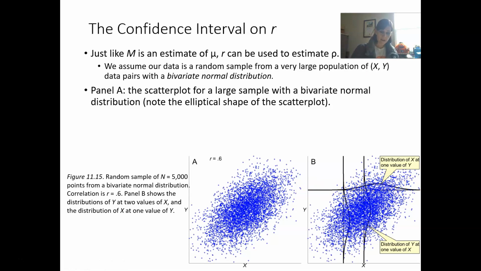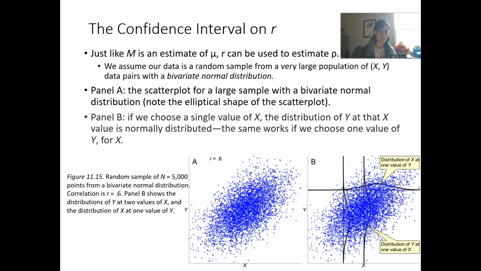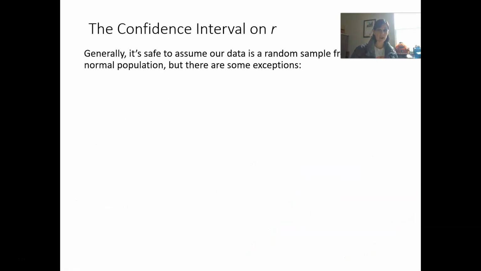So a bivariate normal distribution is basically going to function like a smooth hill. It's going to be kind of flat on top, and ultimately we're going to get an ellipsoid shape that kind of looks like this. So if we choose a single value of X, such as right here, the distribution of Y at that X should be normally distributed. And the same will be true if we are choosing one value of Y for X.